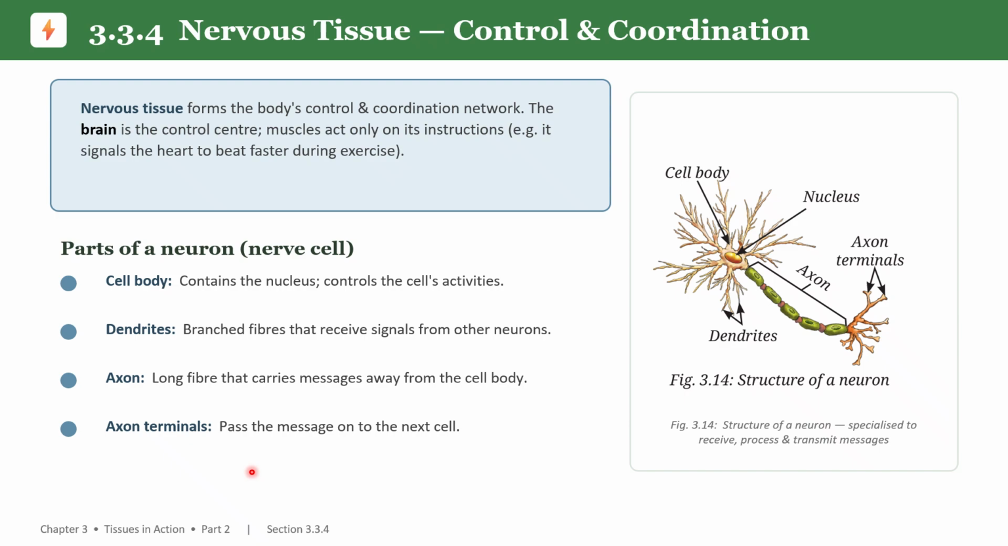Just one example for you. Touch a hot vessel. Your skin receptors send the signal through neurons to the brain. The brain immediately sends another signal to the muscles, right? Your hand quickly moves away. So everything happens in a fraction of a second.